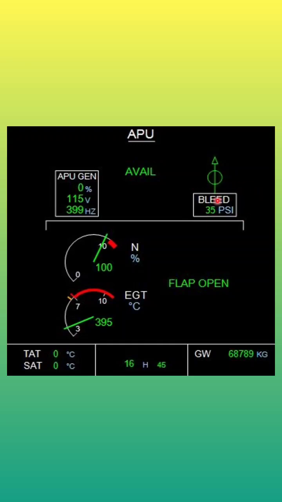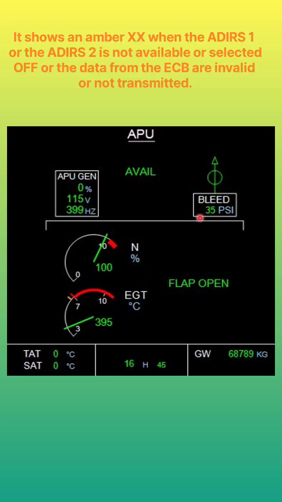This is the APU bleed air pressure, and this box displays the relative bleed air pressure in green color. Sometimes you will get a cross mark here in amber color. This will show an amber cross when ADIRS1 or ADIRS2 is off, or data from the ECB is invalid, or data is not transmitted from the ECB. So there are three conditions: invalid data from the ECB, data not transferred from the ECB, or ADIRS1 or 2 off.